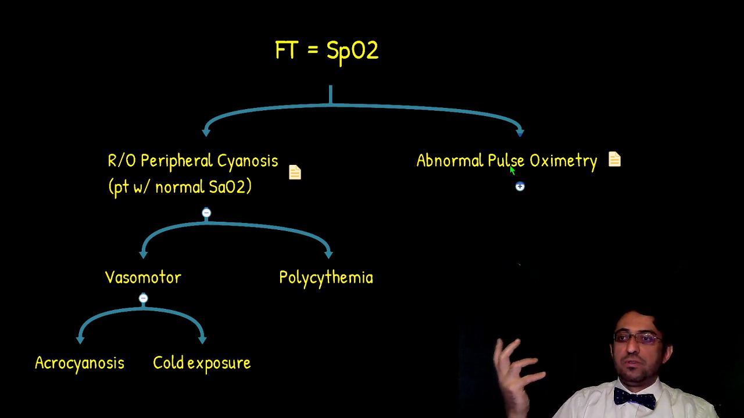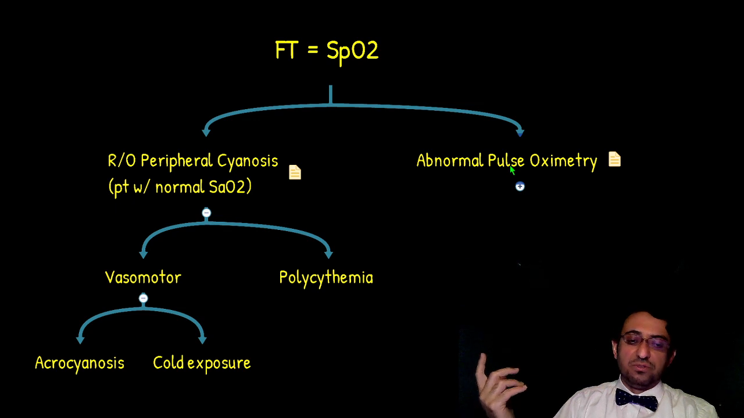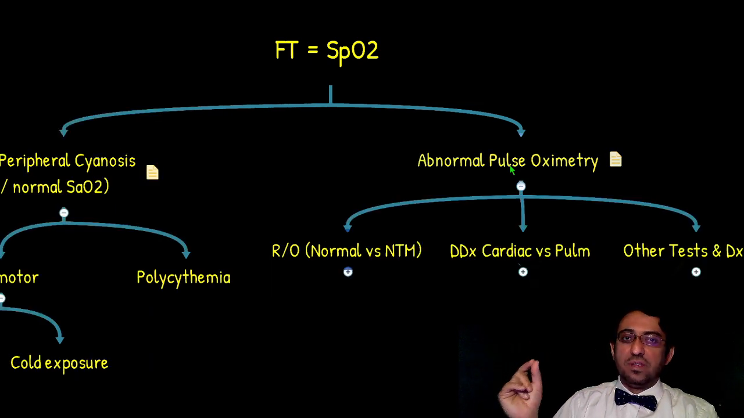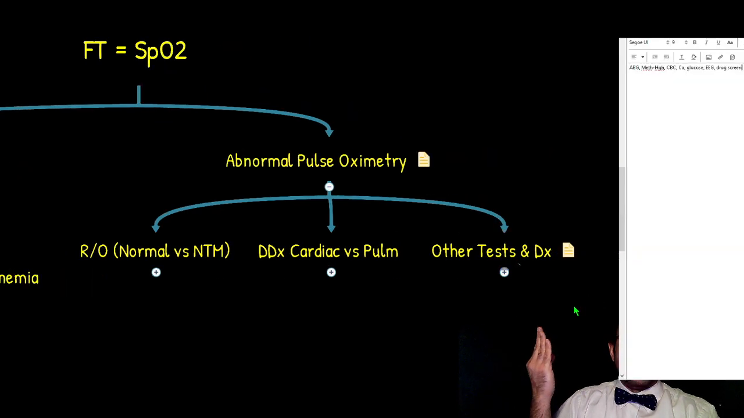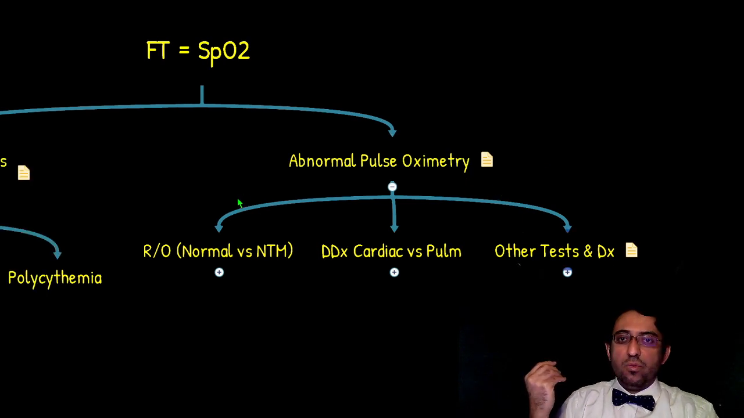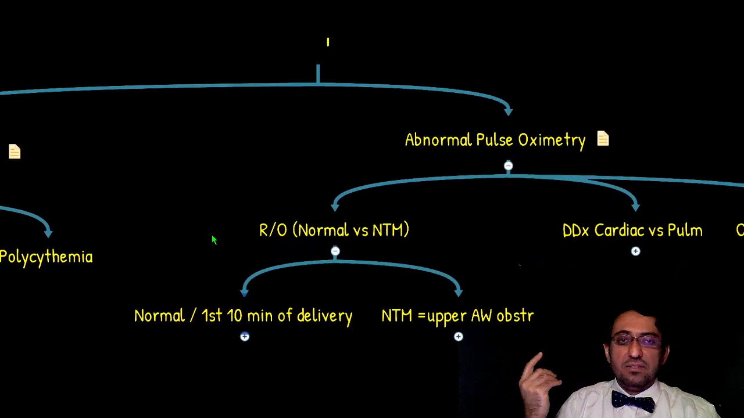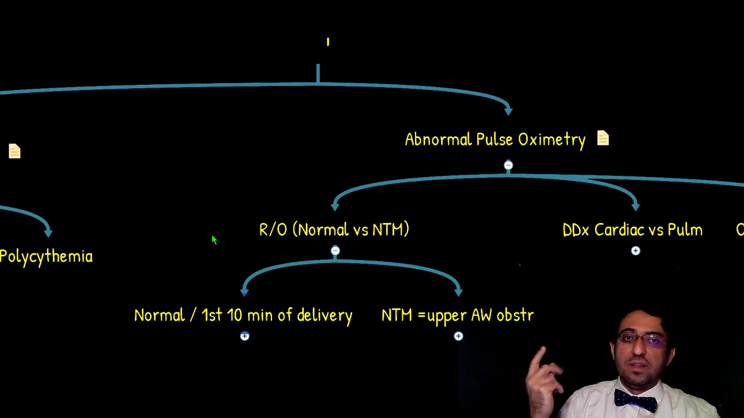Here is the most important question. What is the approach to central cyanosis, or an infant or kid with cyanosis and abnormal pulse oximetry? Always categorize these infants into: one, rule out conditions; two, differentiation between cardiac versus pulmonary causes; and three, other additional tests. So again, when we have central cyanosis, what are the rule out categories? The rule out categories could be a normal variant. Yes, central cyanosis could also be a normal variant, or a not-to-miss, in other words, life-threatening condition.